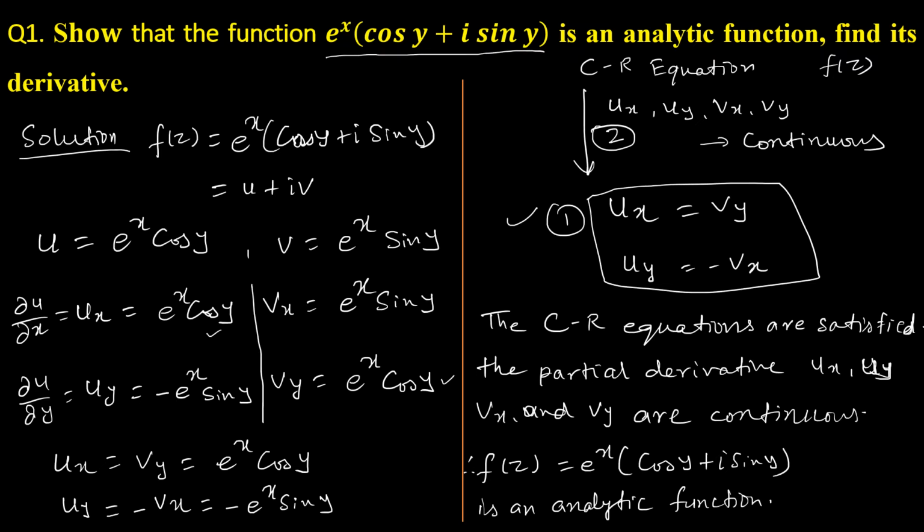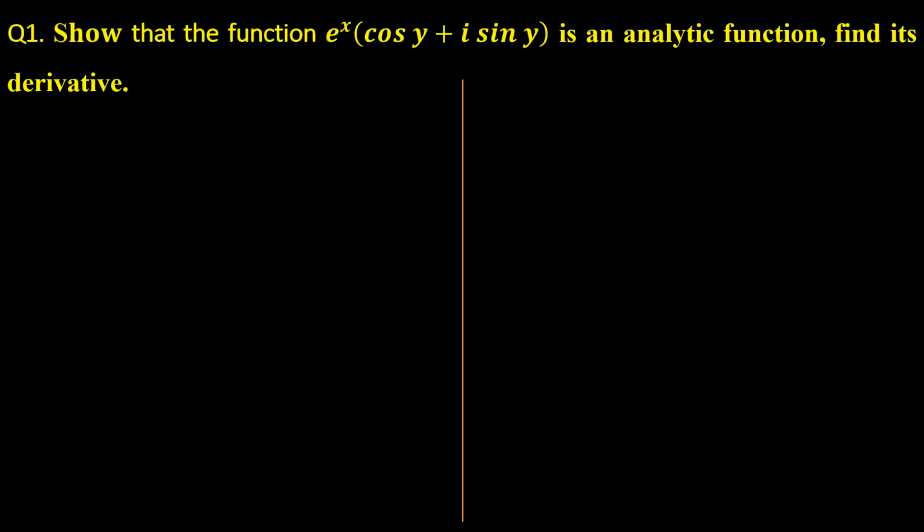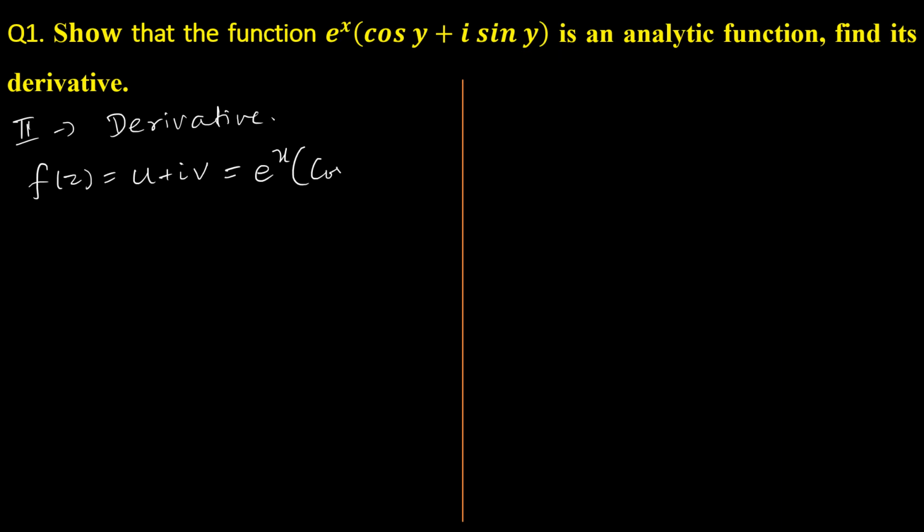Now we move to the second part, find its derivative. So the second part, part 2, we require to find the derivative. So f(z), that we know, can be written as u plus iv, and it is given as e to the power x (cos y plus i sin y).